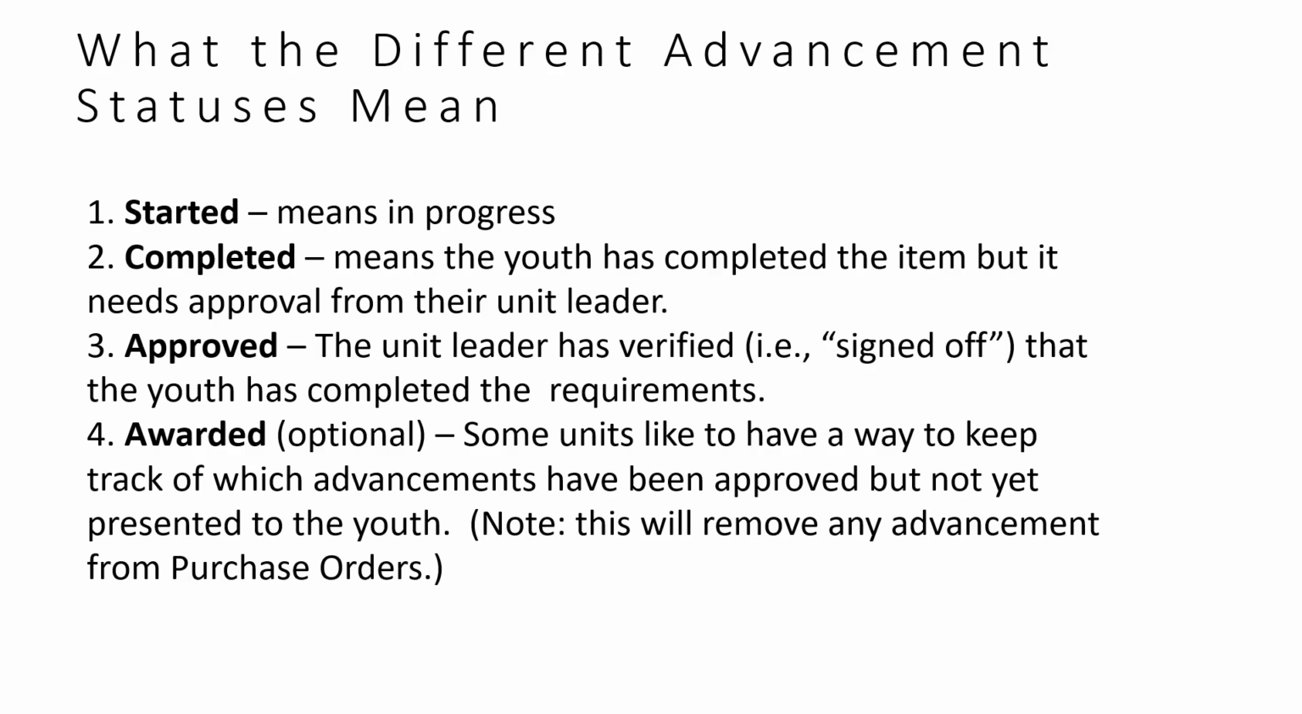Now we're using some terms: started, completed, approved. What do these terms mean? These terms are used in Scoutbook and Scoutbook Plus. Started means it's in progress. Completed means somebody thinks that the youth has completed the item, but it still needs to be approved by a unit leader. This mark can be entered by a leader, a parent, or a Scout, and it also can be entered in either Scoutbook Plus, Scoutbook, or the Scouting mobile app.